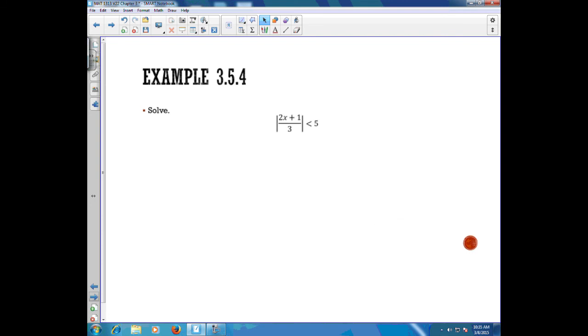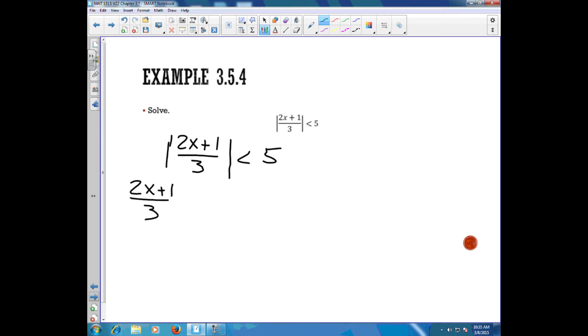So now we have the absolute value of (2x plus 1) over 3 is less than 5. The absolute value is isolated, so let's write two equations. The first equation, (2x plus 1) over 3 is less than 5. And the second equation, (2x plus 1) over 3 is greater than negative 5.